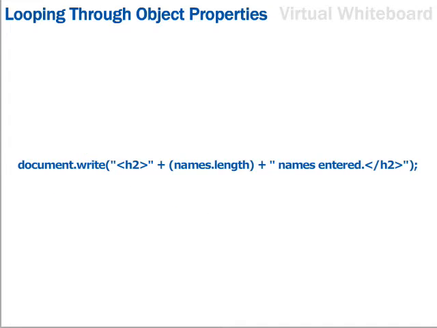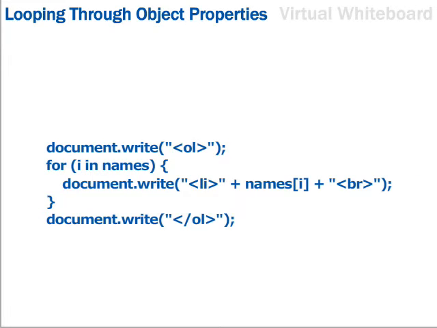Next, your script can display the number of names that was entered. This statement displays the length property of the names array surrounded by level 2 header tags for emphasis. Next, the script should display all the names in the order they were entered. Because the names are in an array, the for-in loop is a good choice. Here you have a for-in loop that loops through the names array, assigning the counter i to each index in turn. The script then prints the name with a list tag as an item in an ordered list. Before and after the loop, the script prints beginning and ending ordered list tags.